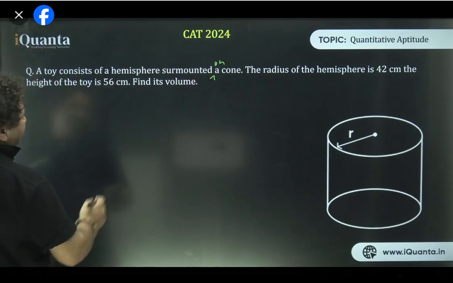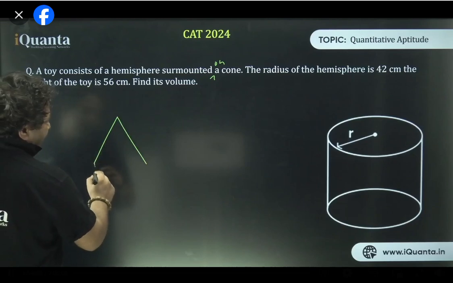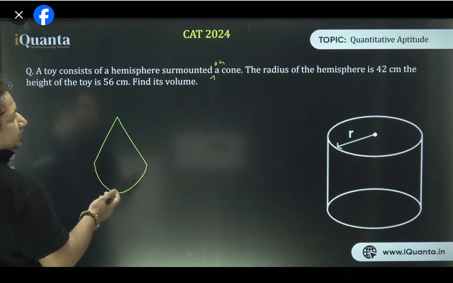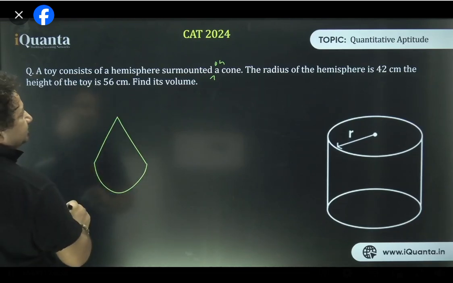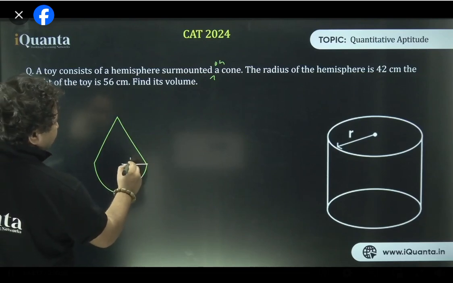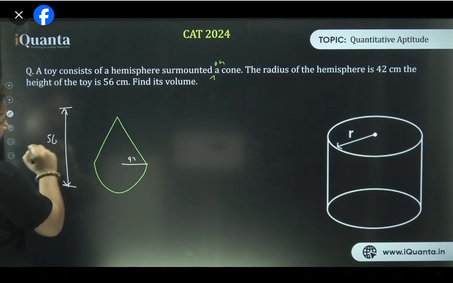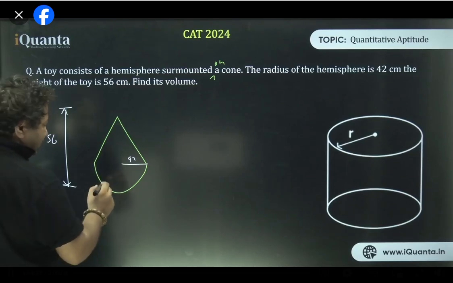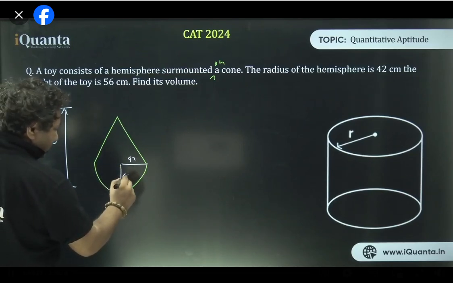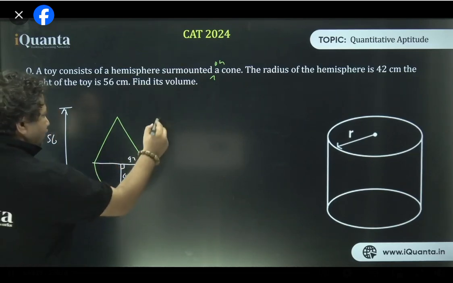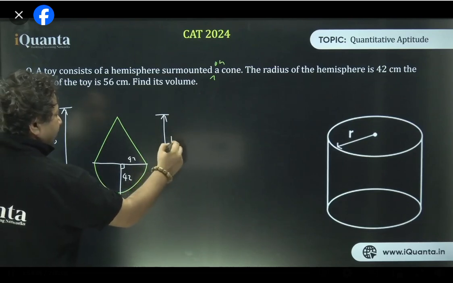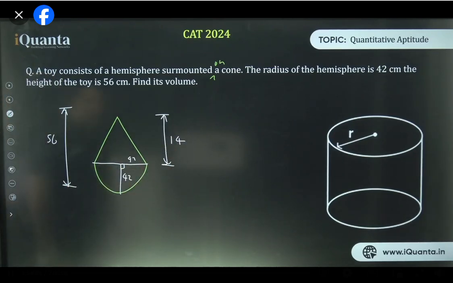Okay, so this is a cone, and we have a hemisphere. It's half of the sphere. Radius of the sphere is given as 42 centimeter. This is 42, and the height of the toy, this whole, is given as 56. All right. Since it's a hemisphere, that means the height of this hemisphere will also be 42, isn't it? It's half of the sphere, which also means that the height of the cone will be nothing but 14. 56 minus 42. That's all we have. I think we can find the volume pretty quickly now. The volume of cone plus volume of hemisphere. All of us can do that. It's simple.